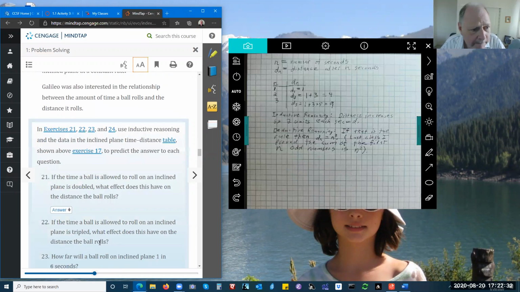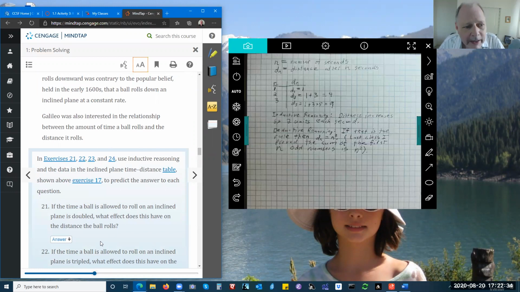Now, if the time a ball is allowed to roll on an inclined plane is doubled, what effect does this have on the distance that the ball rolls? First off, let's go in the private chat. I'm trying to get all this feedback to substitute for the facial expressions in a classroom. Put in an answer.